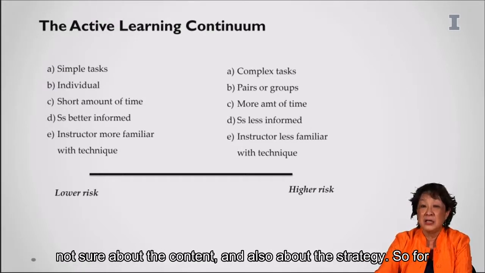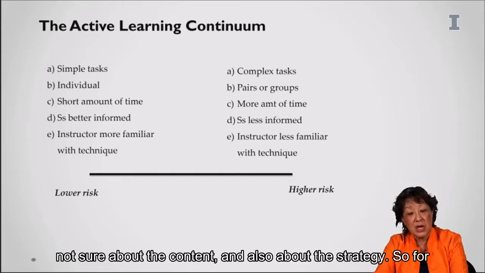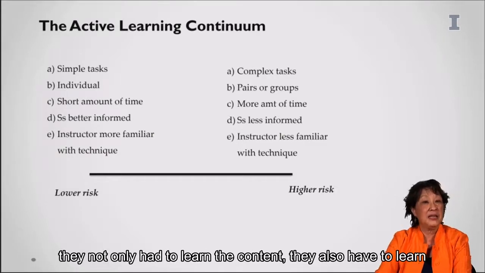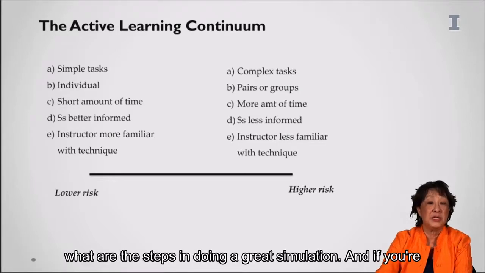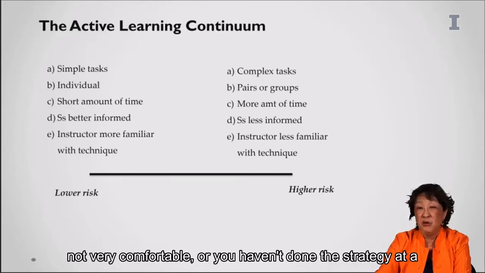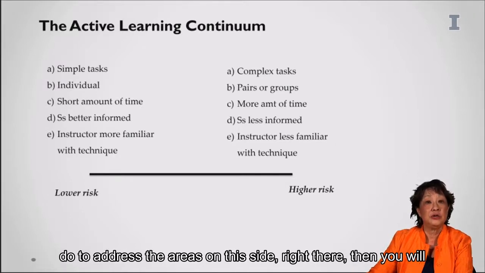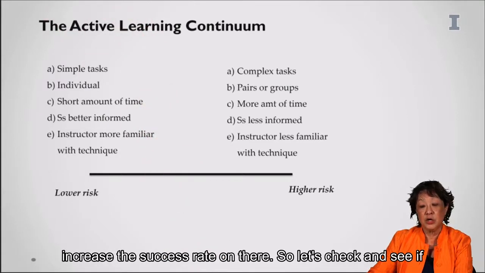Another factor is students not being as sure about the content and also about the strategy. For instance, if they were supposed to do a simulation, they not only have to learn the content, they also have to learn the steps in doing a great simulation. And if you're not very comfortable, or you haven't done the strategy in a while, that does increase the risk. So as much as you can do to address the areas on this side, you will increase the success rate.